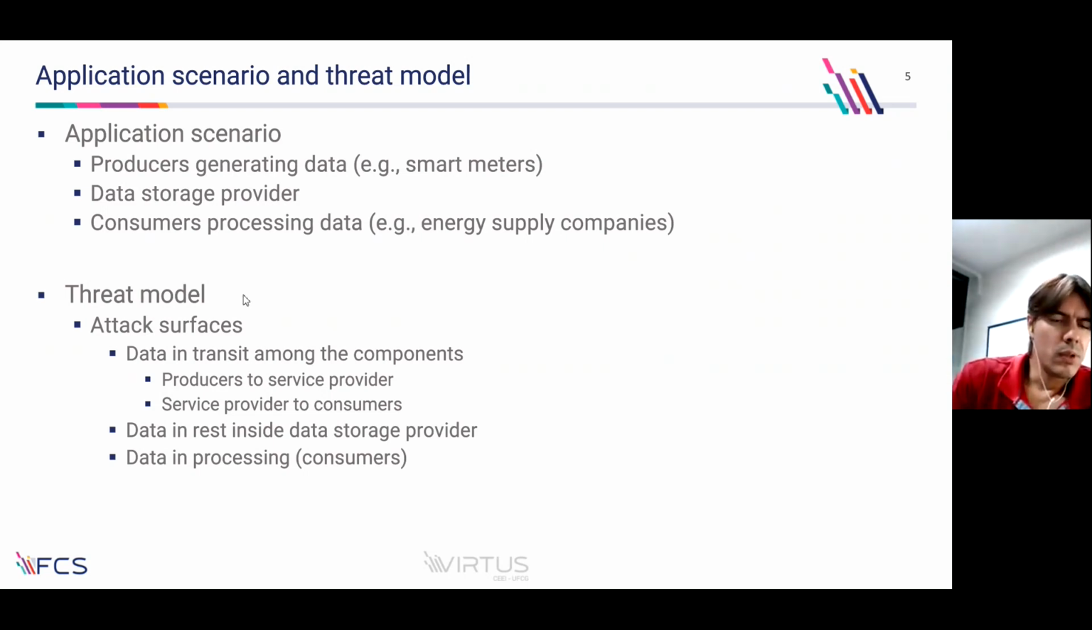The threat model considered for this scenario considers these attack surfaces: data in transit among the components, for instance, data sent from the producers to the service provider, and data sent from the service provider to the consumers. So we have to protect data in transit among these components. We have to protect data at rest inside the data storage provider. And we can also protect data during processing, which is confidential computing. We have to care about the processing of data inside the consumers.